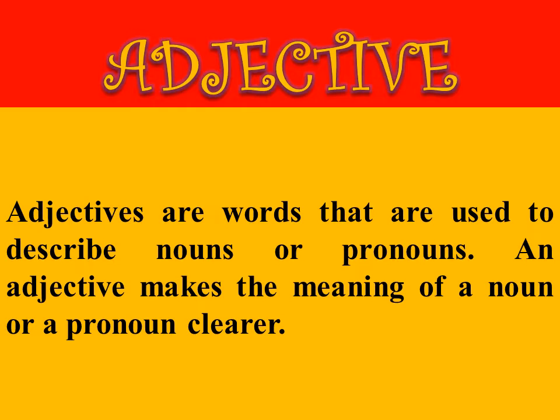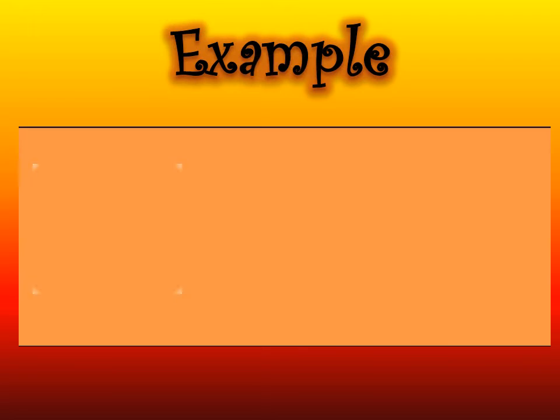Adjectives are describing words of nouns or pronouns. It makes the meaning of a noun or a pronoun clearer. Here are some examples of adjectives.